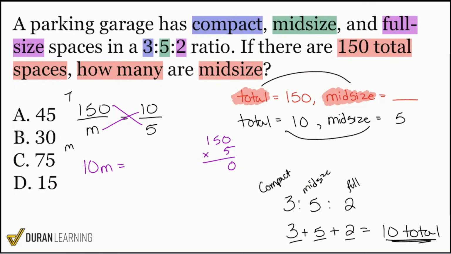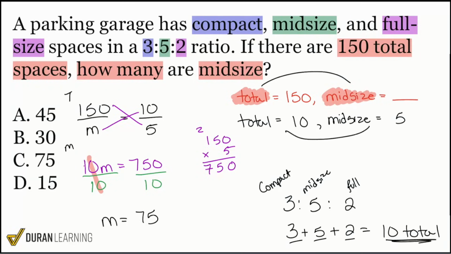5 times 0. 5 times 5 is 25. Carry the 2. 1 times 5 is 5. Carry the 2 is 7. So we have 10m equals 750. And then at last, we'll move forward to dividing both sides by the 10. Once we do that, we are left with a cancellation on the left, and then m equals 75.